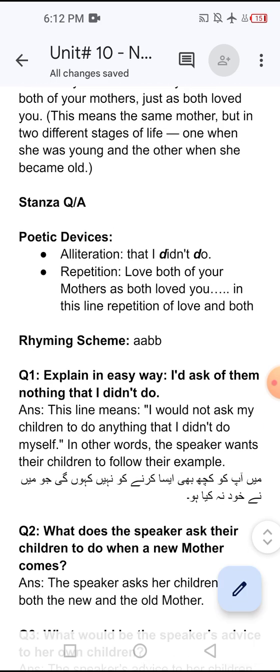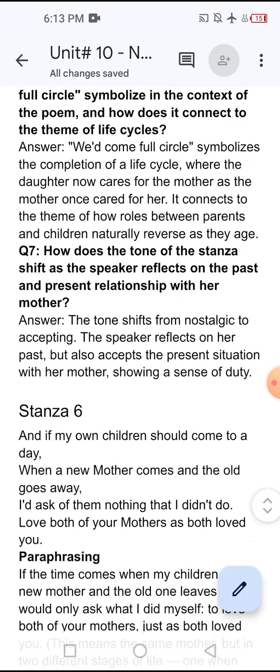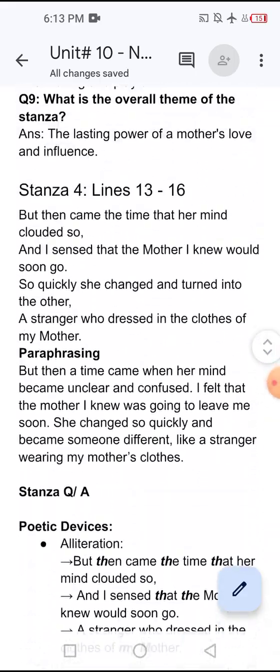So, this is indeed a very emotional and loving poem, and I hope that you understand all the stanzas completely.